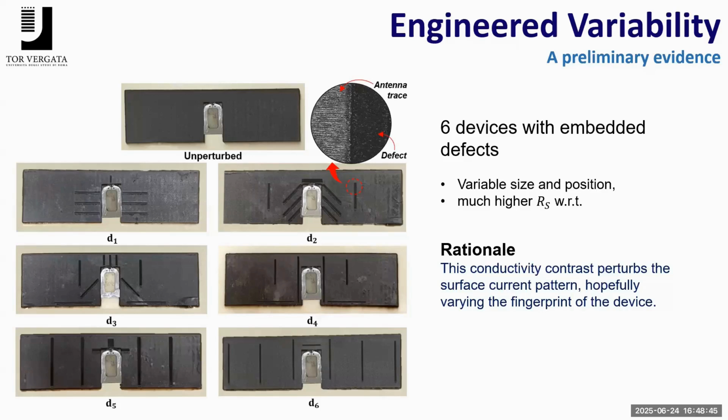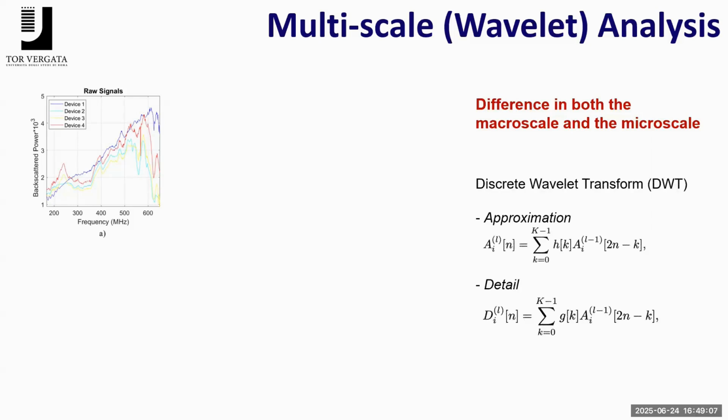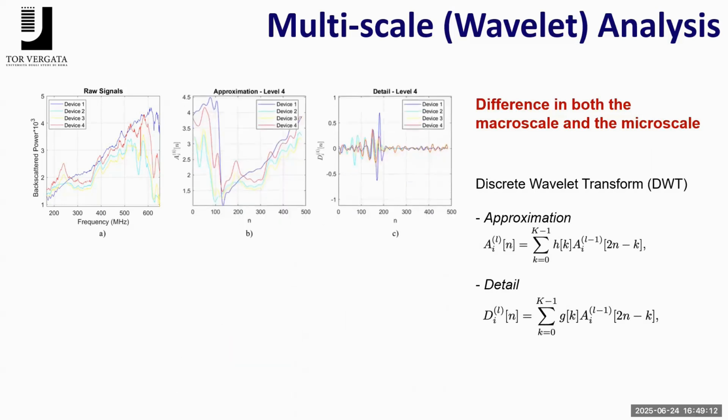large scale variation. And in fact, if we see the raw signal before processing with just 4 devices, you can observe not only a local variability, but also a macro scale variability, which is related to the defects we are introducing. So we can use both this information, and to this purpose, we can introduce the discrete wavelet transform to get both the approximation, let's say the large scale variation, and the detail, let's say small scale variation.